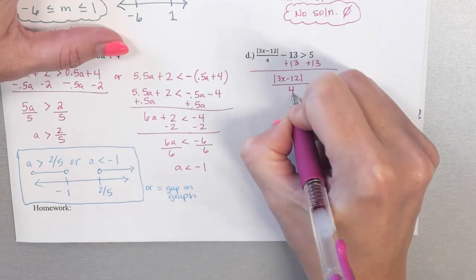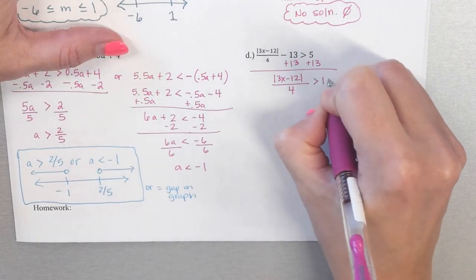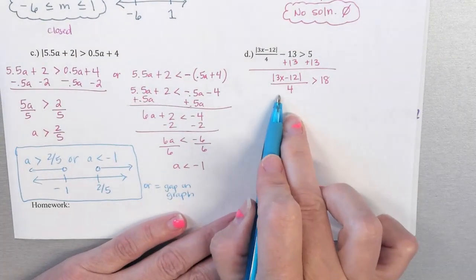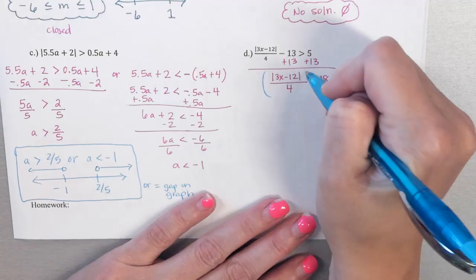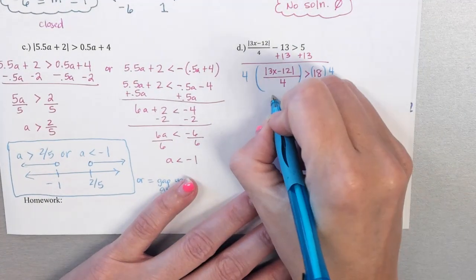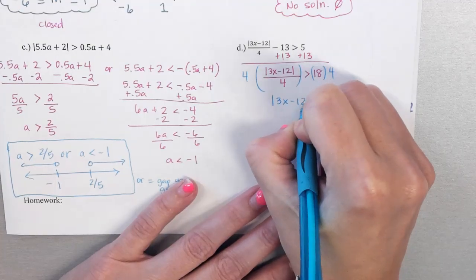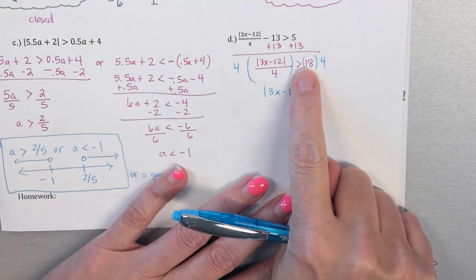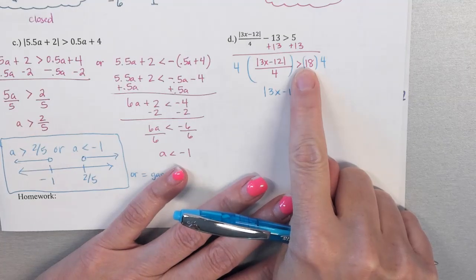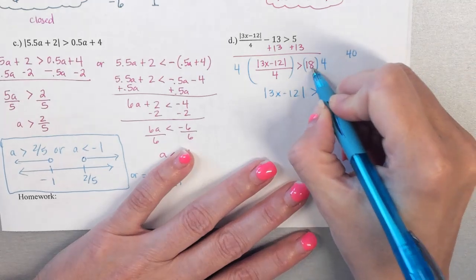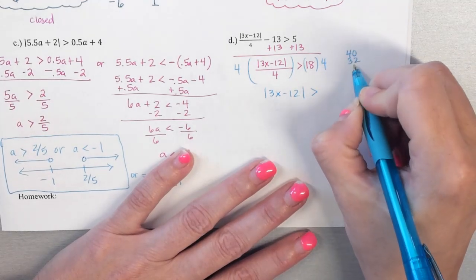Again, you never distribute this. We're going to multiply both sides by 4. A quick way to multiply by 4 without your calculator is to multiply each part by 4. So if it's 18, it's 10 and 8, right? What's 10 times 4? 40. 4 times 8?